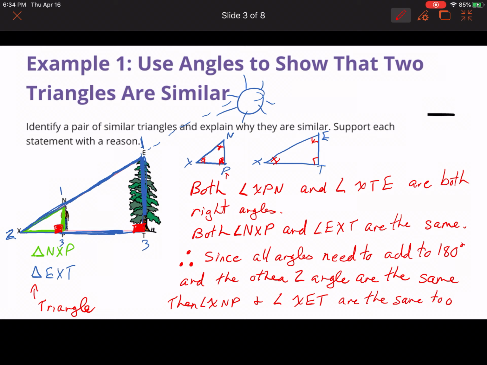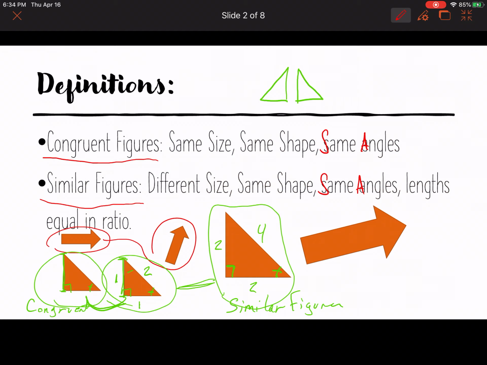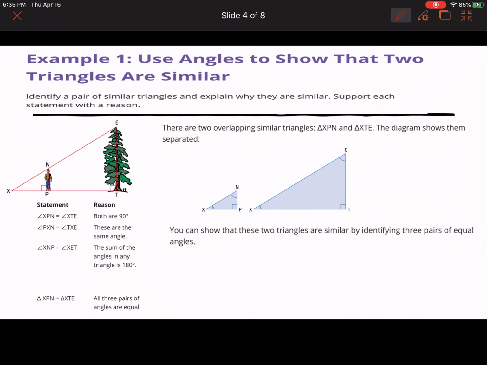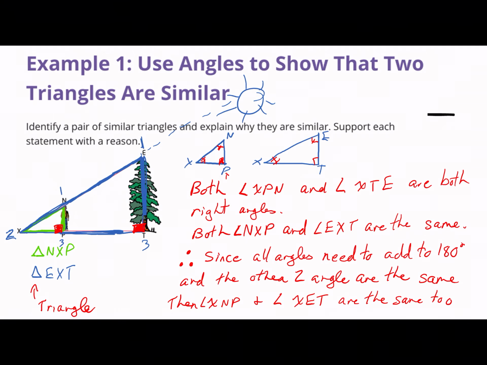And what is our criteria for similar triangles? We have to have the same angles. We have to have the same ratios, which if we have the same angles, we must have the same ratios. So we just have to prove that we have the same angles. We can see that it's the same shape. They're both triangles. They are a different size, and the lengths have to be in ratio because all of the angles are the same. Otherwise, there wouldn't be the same angles. So that's kind of a rule we know too.